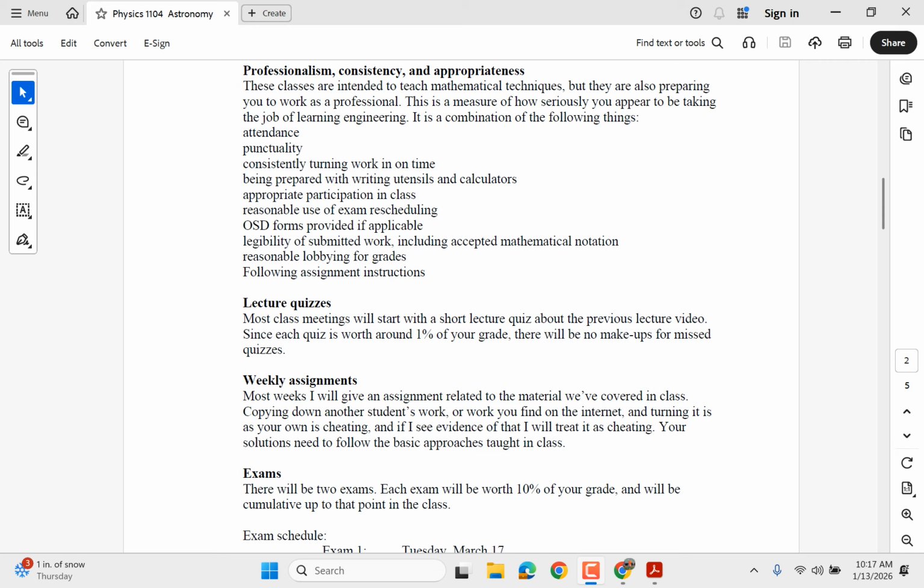Reasonable use of exam rescheduling. I can do rescheduling of exams, but if you're expecting that all the time, that's too much. Please try to fit your schedule into the class schedule. If you're using the OSD office, please give me the purple forms filled out and ready to go.